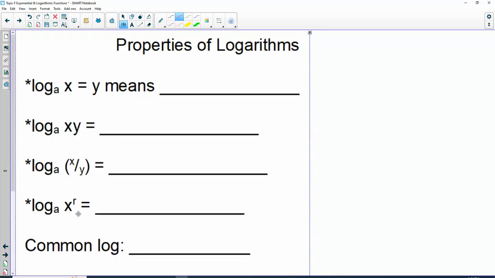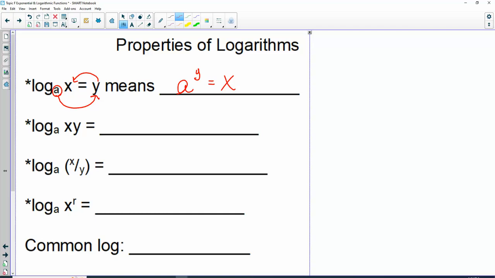Okay, so properties of logs. Let's see what we remember. Log base A of x equals y. Remember, that means A to the y equals x. The base of the log is the base of your exponential. So a log is like telling you what your exponent was.